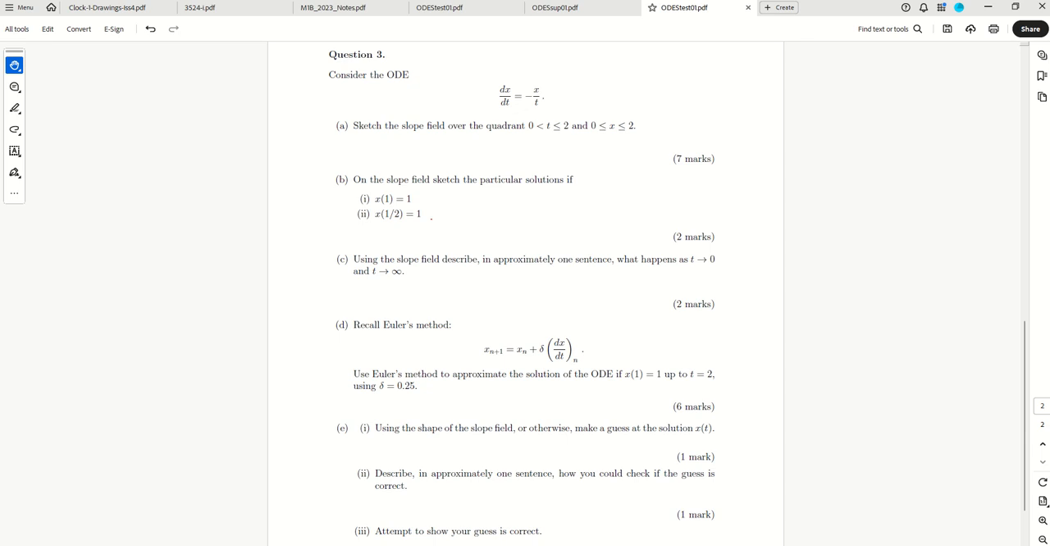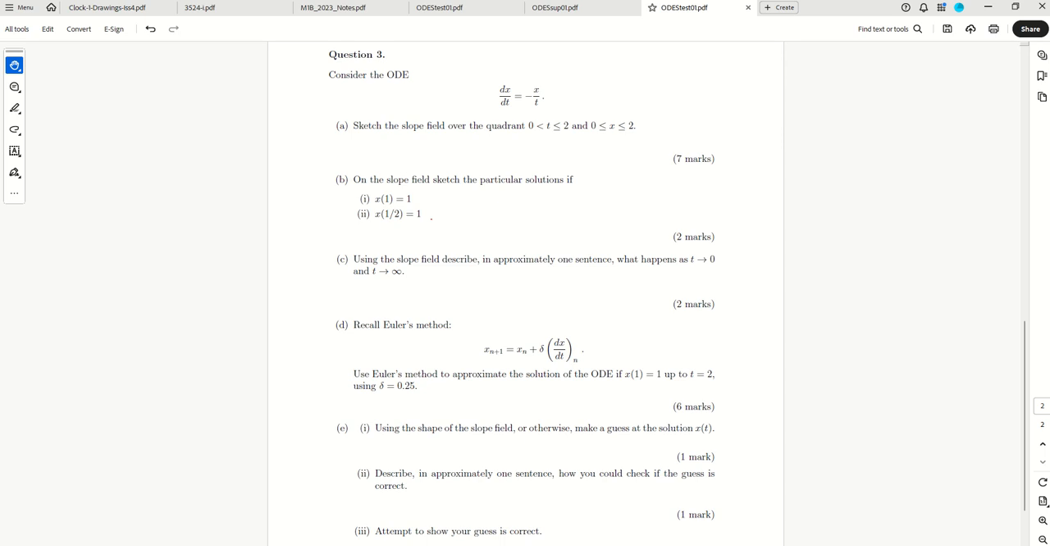Using the shape of the slope field or otherwise, make a guess at the solution x of t. Now, I'm looking at this and I reckon that if I guess correctly, I get 1 mark. If I guess incorrectly, I'm going to get 0 marks. So, let's read the rest of the question. Describe approximately in 1 sentence how you could check if a guess is correct.